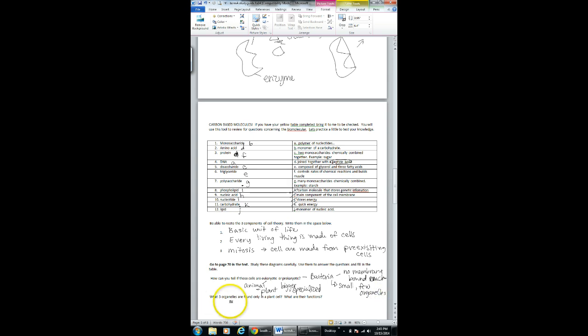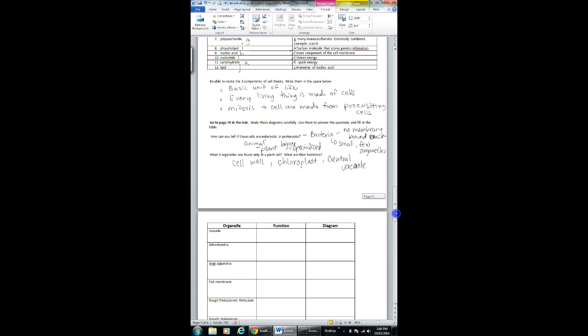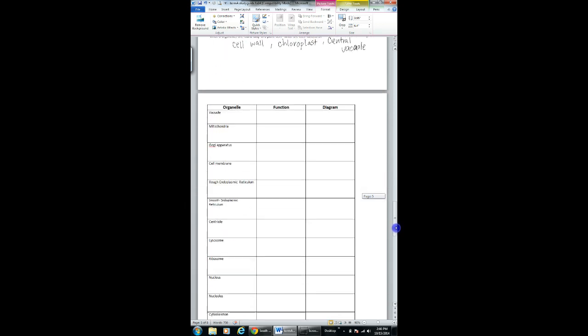All right, and what three organelles are found only in plant cells? Okay, the cell wall is obviously the big one. And then we have the chloroplast. And then we have that big central vacuole. It needs lots of water, so it has that big central vacuole inside of it. Chloroplast, that's where photosynthesis takes place, and the cell wall gives it structure.